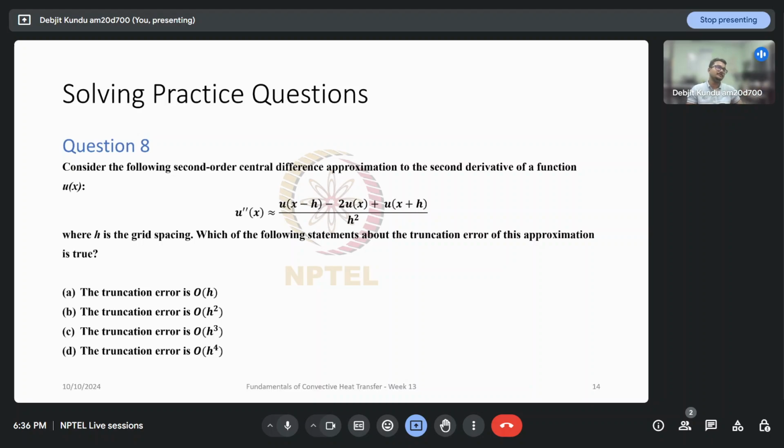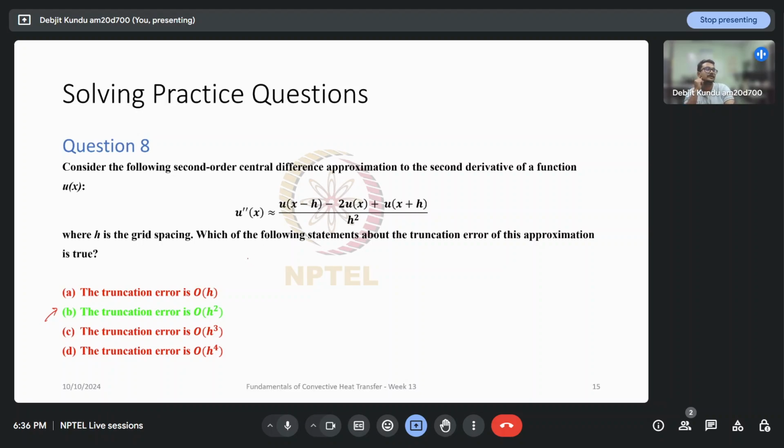We'll move on to question number 8, which is pertaining to numerical solutions. It is asking us to consider a second order central difference approximation to the second derivative of a function u(x), where h is the grid spacing. Which of the following statements about the truncation error of this approximation is true? Is it that the truncation error is order h, order h squared, order h cubed, or order h to the power 4? Simple question. Let's take a look at the answer. It's order h squared. Of course, it's a second order thing, but how do we determine it?